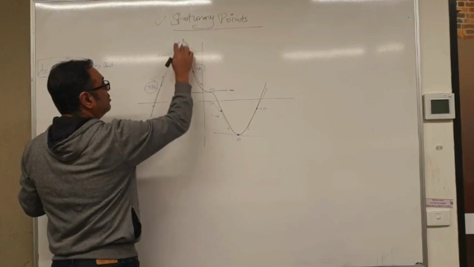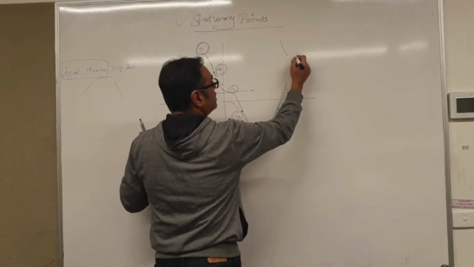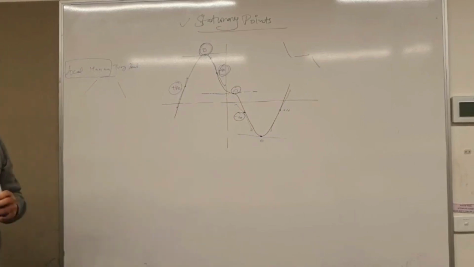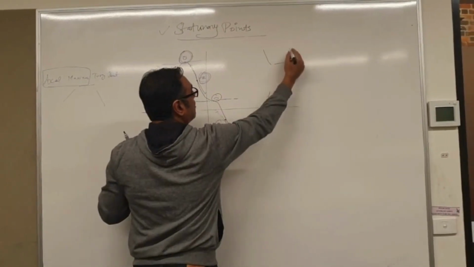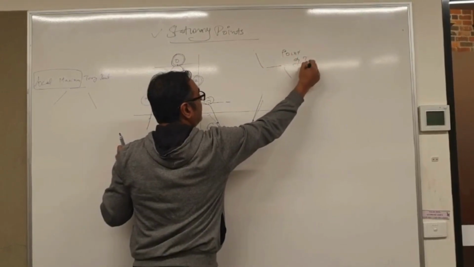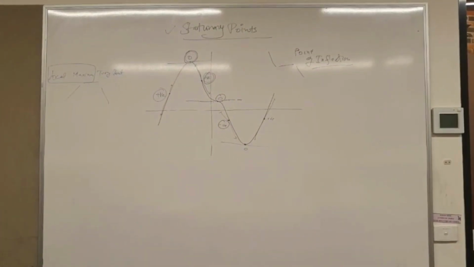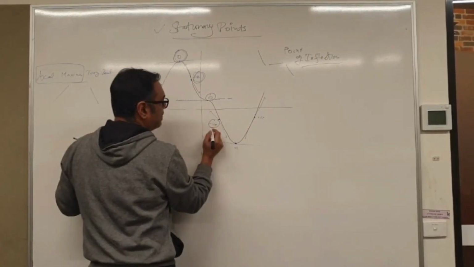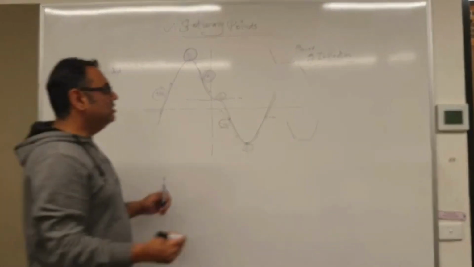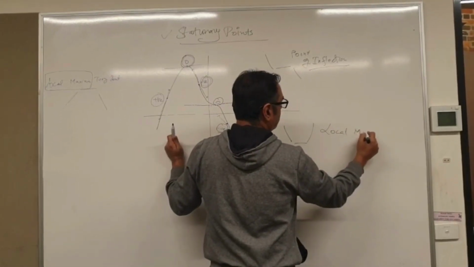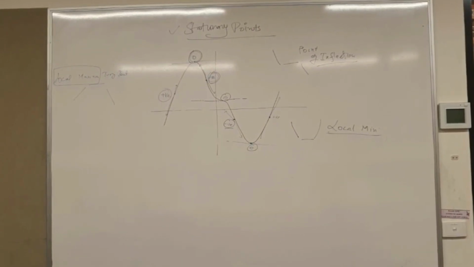Now see the pattern. Negative, 0, negative. This kind of a pattern is also a stationary point, but I call it a point of inflection. What about here? Negative, 0, positive. And I call this a local minimum. Make sense?